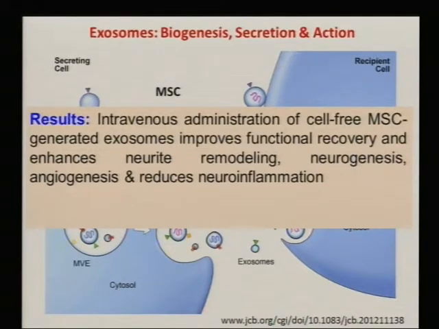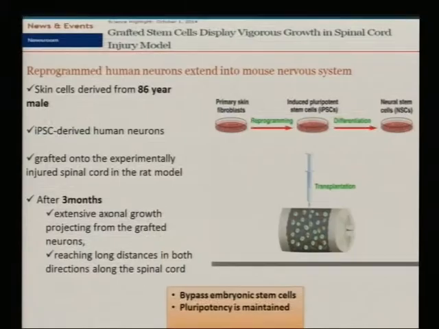And these are two studies which I quoted earlier. They showed that intravenous administration of these microvesicles or exosomes gave much better functional recovery. It enhances neurite remodeling, neurogenesis, angiogenesis, and it reduces neuroinflammation. So this is also very upcoming. People are thinking of using not stem cells, but stem cell-derived exosomes for repair.